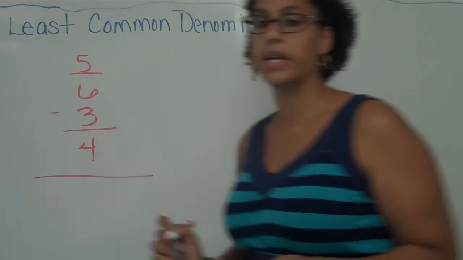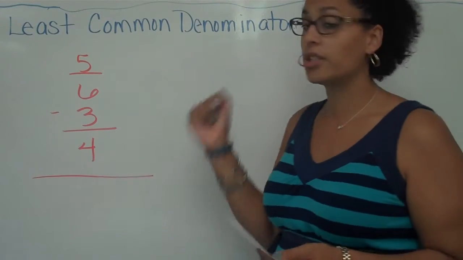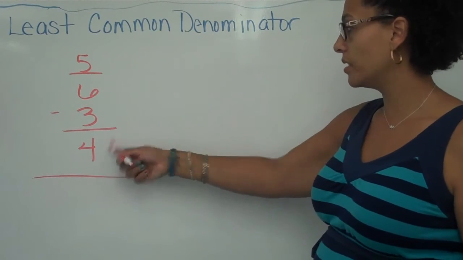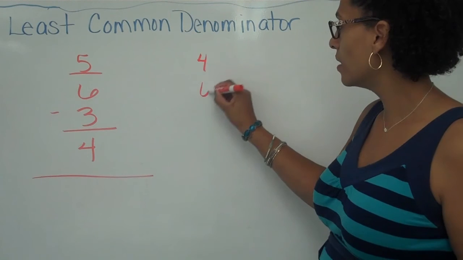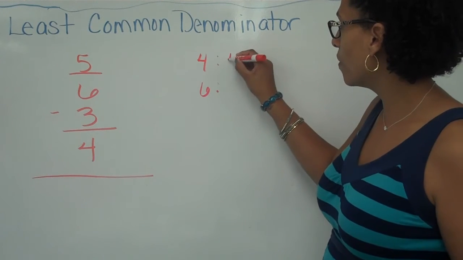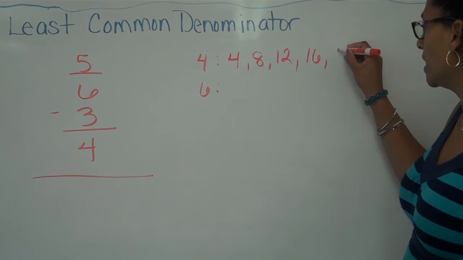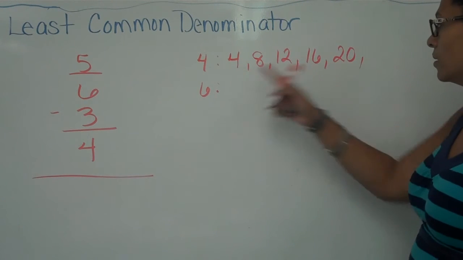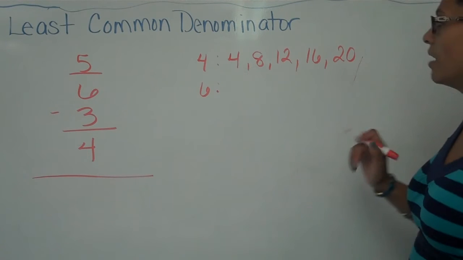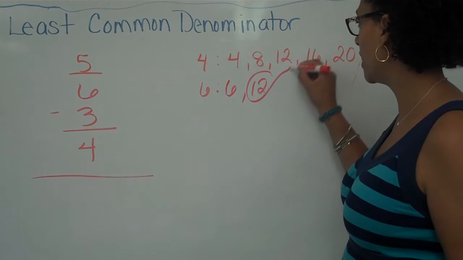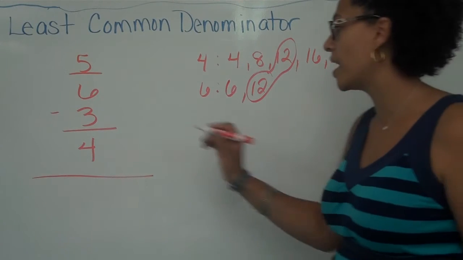Alright, 5/6 minus 3/4. Again, we're going to start with step 1, listing our multiples of our denominators, smallest first. So our smallest digit is 4 and 6. So we have 4, 8, 12, 16, 20. That should be good enough. 6, 12. Done. 12 is my least common denominator.